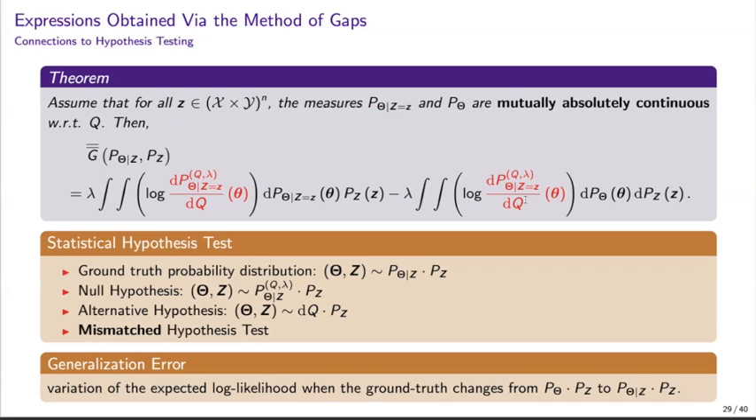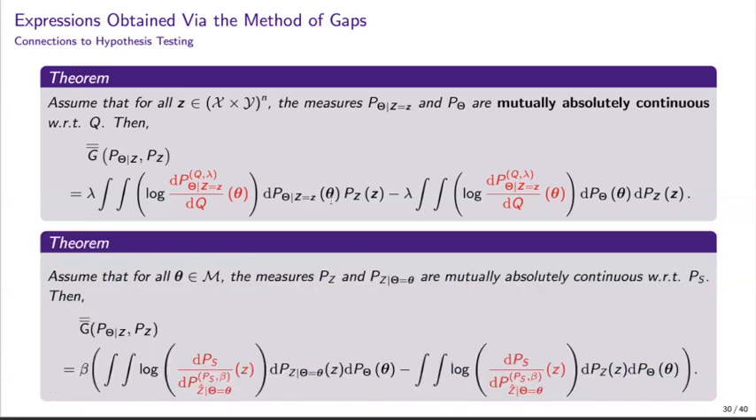We can understand the generalization error as the variation of the expected log likelihood of that hypothesis test when the ground truth changes from an independent distribution to the joint distribution. Okay, and once we have admitted that, then all the results that exist from mismatch hypothesis testing are applicable to the analysis of generalization error. Okay, so this is my first intuition on the expression.